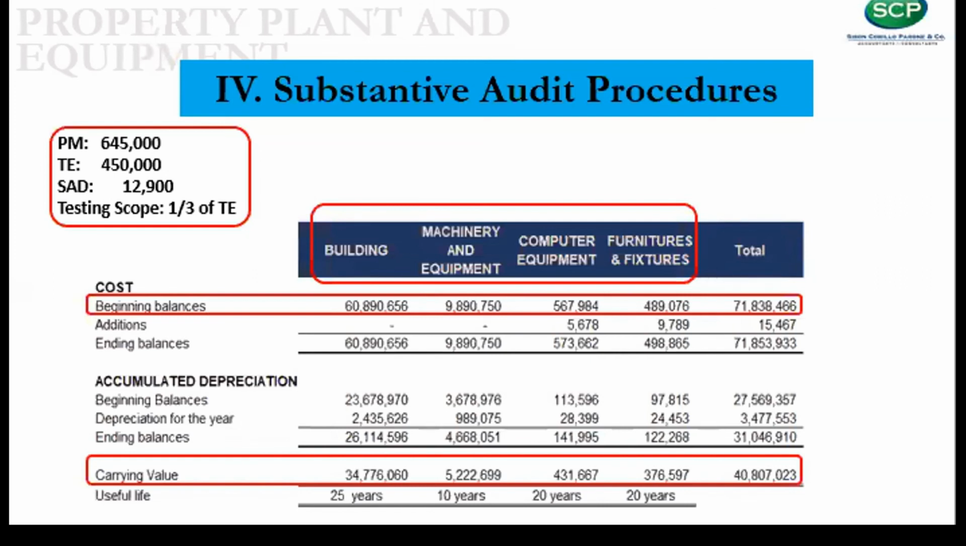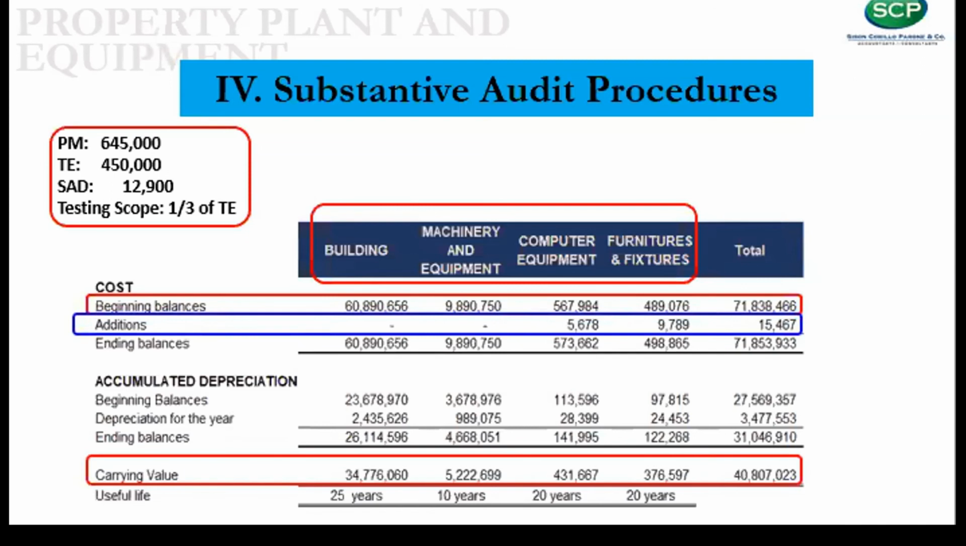Building, machinery and equipment, computer equipment, and furniture and fixtures showed beginning cost balances of 60,890,656 pesos, 9,890,750 pesos, 567,984 pesos, and 489,076 pesos, respectively, for a total beginning cost of 71,838,466.